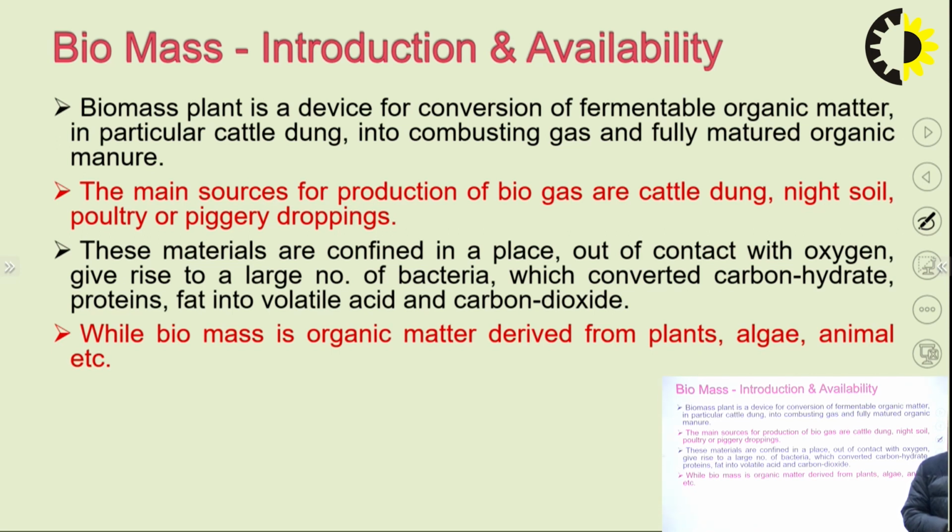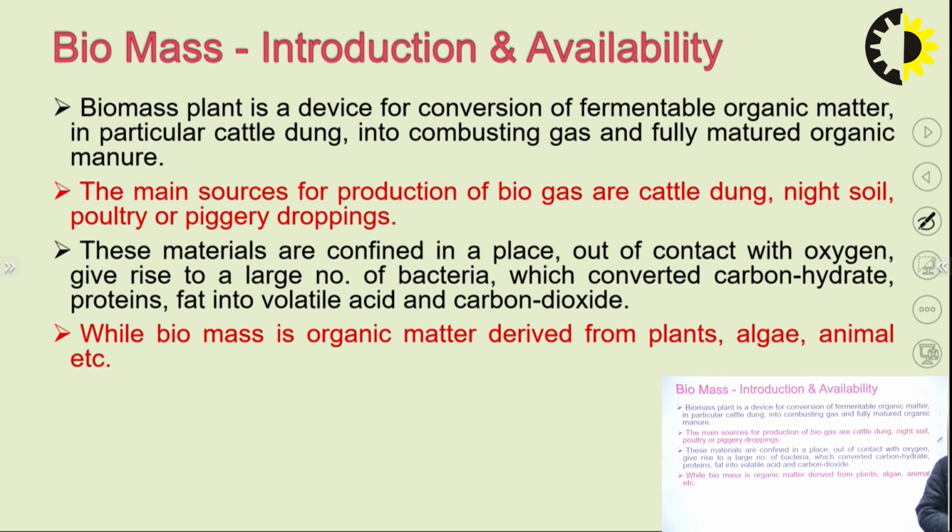Okay, so these are the biomass, and a biomass plant is a device for conversion of fermentable organic matter, in particular cattle dung, into combustible gas and fully matured organic manure. The main sources for production of biomass are cattle dung, night soil, poultry or piggery droppings. Then these materials, confined in a place out of contact with oxygen, give rise to a large number of bacteria which convert carbohydrate, protein, fat into volatile gases and carbon dioxide.